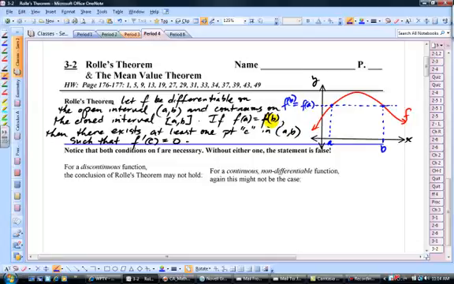There exists at least one point C in this open interval. That means between a and b. So C has to be between a and b, so it's got to be in here, such that f prime of c is equal to 0.